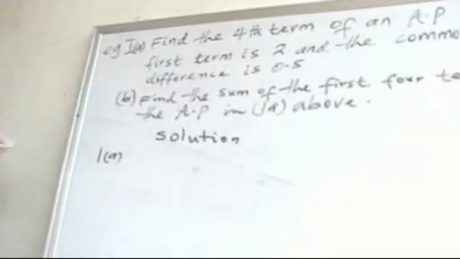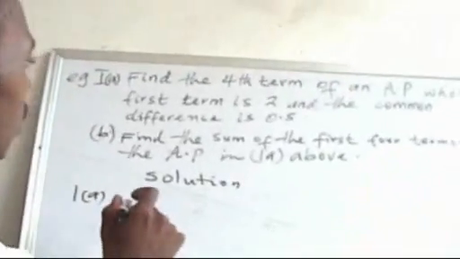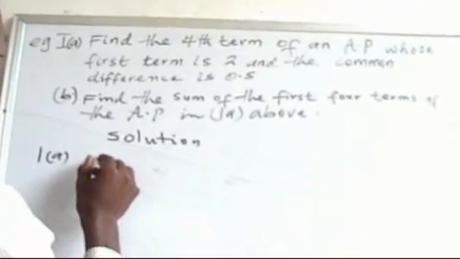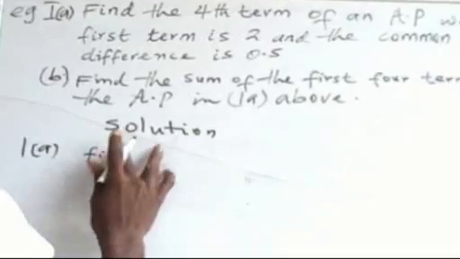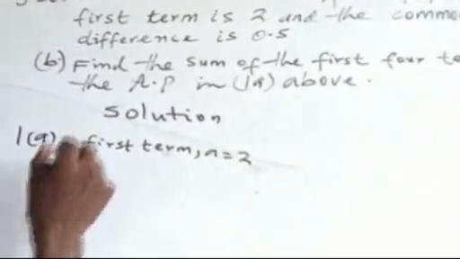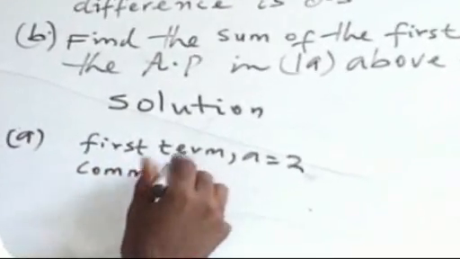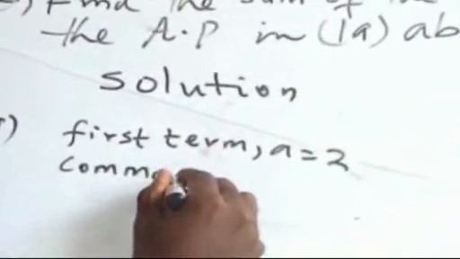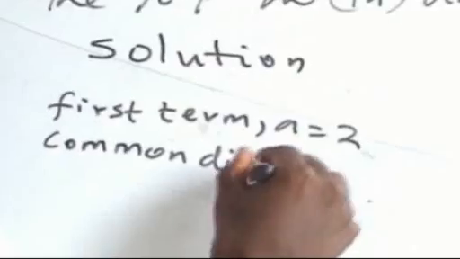Now, find the fourth term of an AP whose first term is 2. We have that the first term A is equal to 2, and the common difference D is equal to 0.5. Now the question says find the fourth term.